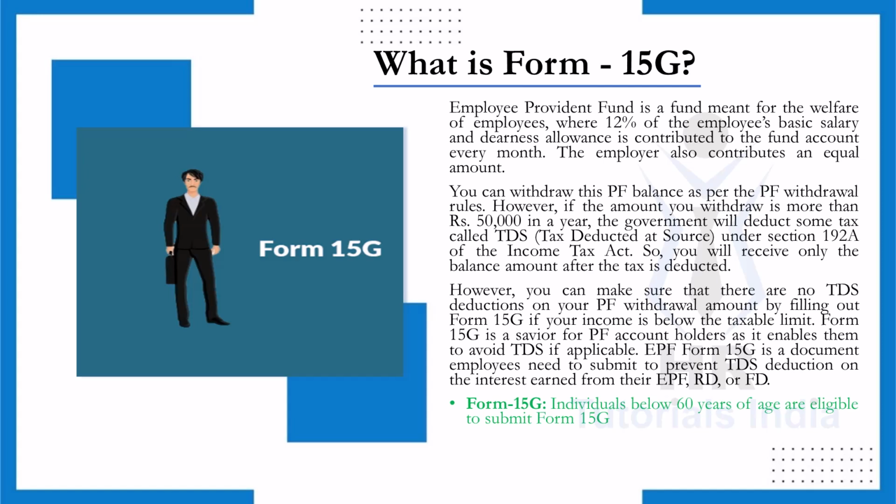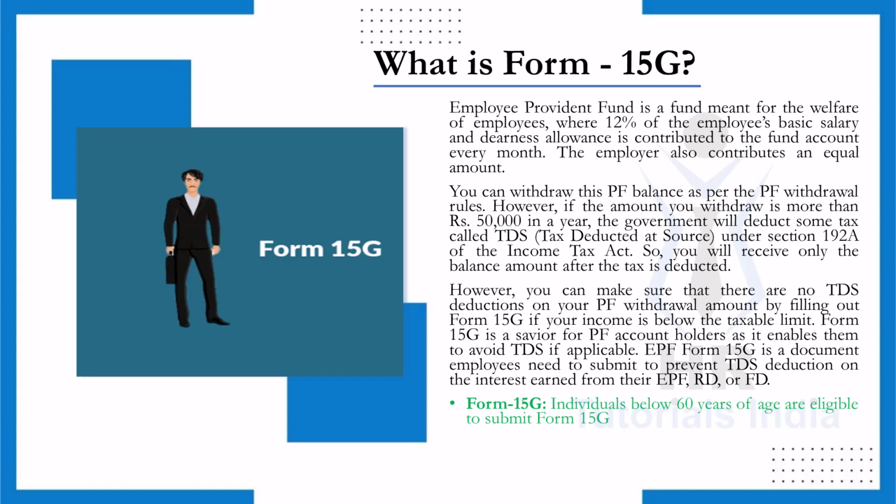The Employee Provident Fund is a welfare fund for employees. Every month, 12% of your basic salary and dearness allowance is contributed to your EPF account, and your employer contributes an equal amount as well. You can withdraw the balance from PF account as per the PF withdrawal rules, but there are some important parts. If you withdraw more than Rs 50,000 in a year, the government will deduct TDS or tax deduction at source under Section 192A of the Income Tax Act.